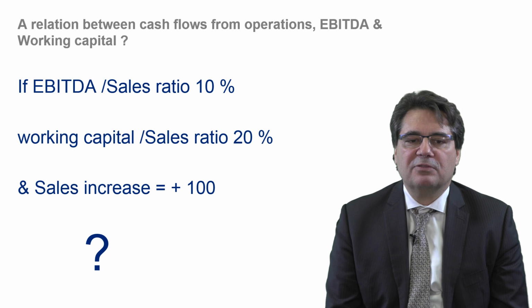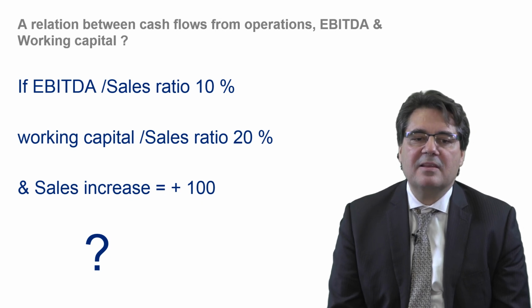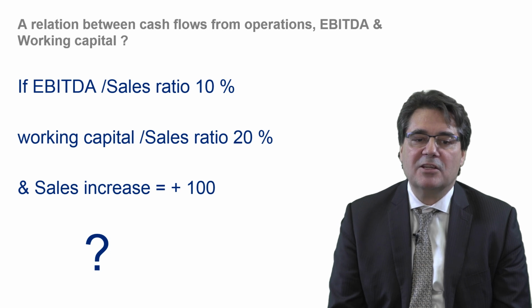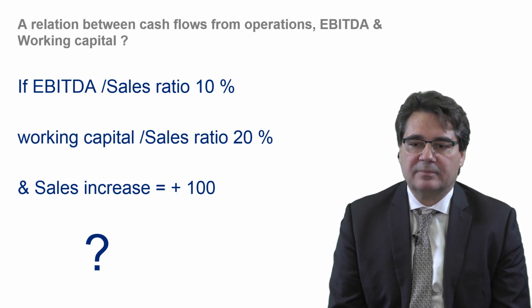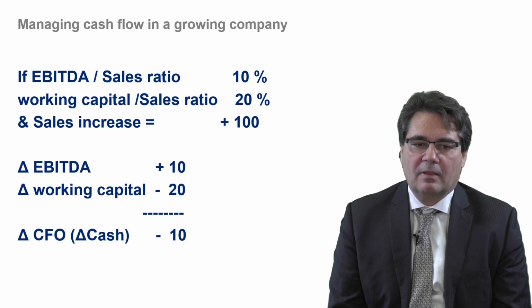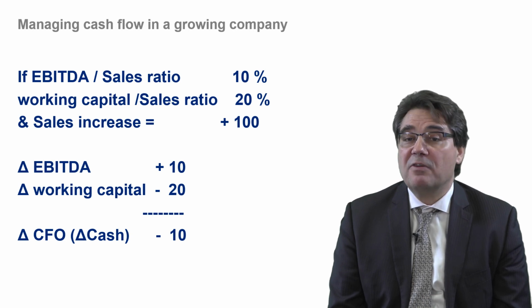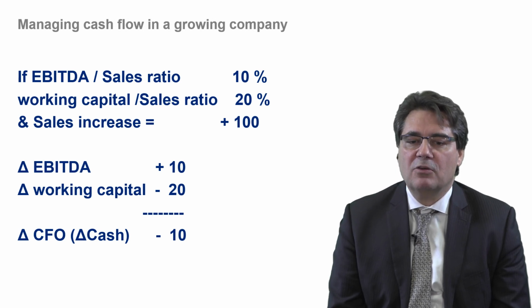So what is the relation between cash flows from operation, EBITDA, and working capital? If the EBITDA to sales ratio is 10%, the working capital to sales ratio is 20%, and sales increase by 100, what is the impact on cash flow from operation? So the increase of EBITDA is 10. The change in working capital is minus 20. So the cash flow from operation will be minus 10. Cash flow from operations will decline because of sales growth. So managing cash flow in a growing company is challenging.